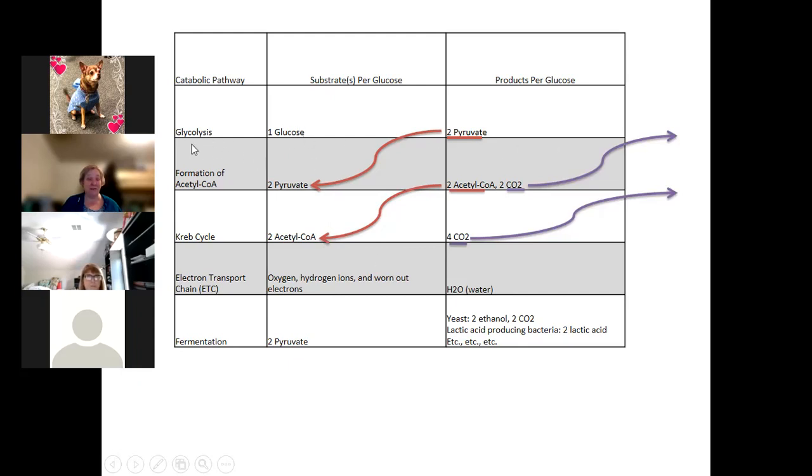Now, if we don't have oxygen, I can't do formation of acetyl-CoA, I can't do the Krebs cycle, I can't do the electron transport chain. By the way, I'm lying a bit, but we're going to keep it simple for this class. So if I don't have any oxygen, I'm going to go from glycolysis down to fermentation. In this case, this product becomes the substrate of this pathway. The products for yeast are 2 ethanol and 2 CO2 per glucose. And then for lactic acid producing bacteria, you get 2 lactic acid. And then I have et cetera here because not all microbes have the same fermentation products. They make all sorts of stuff that we can make use of. All right, questions?